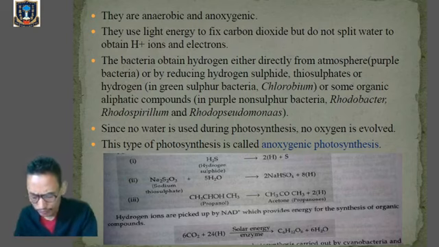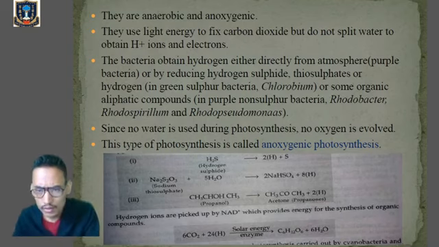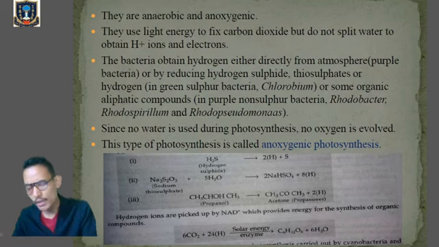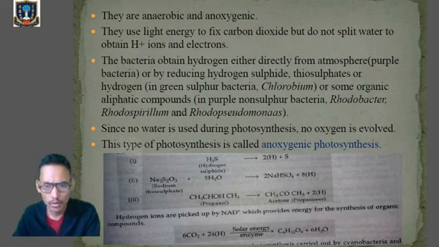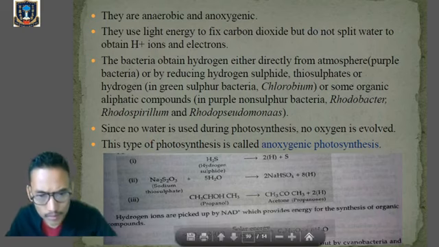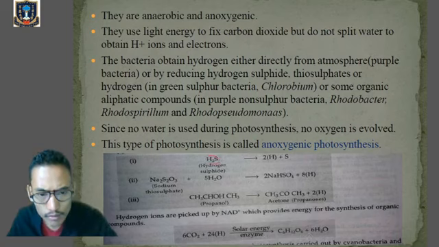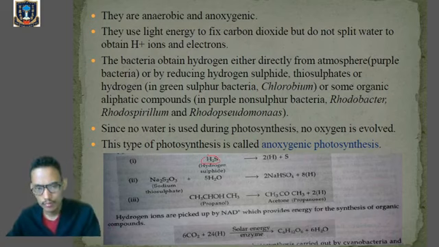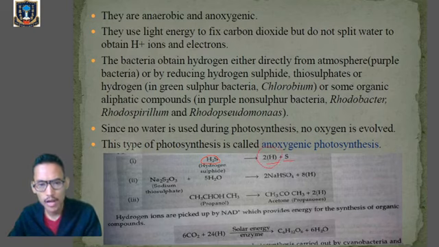Clear? Since no water is used during photosynthesis, no oxygen is evolved, and that's why this type of photosynthesis is called anoxygenic photosynthesis. You can see the reaction over here. First, hydrogen sulfide is broken down into hydrogen and sulfur. So this is the source of hydrogen.